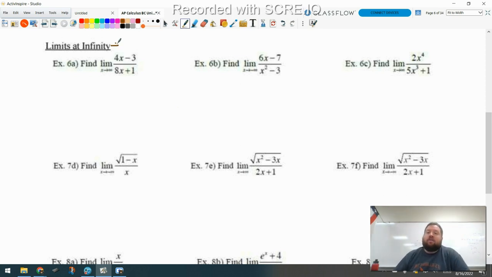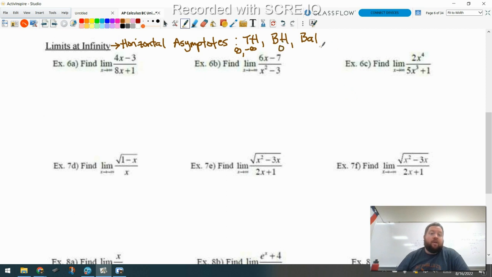Limits at infinity are the same thing as horizontal asymptotes. So they're going to follow the horizontal asymptote rules. They're going to be top heavy, they're going to be bottom heavy, or they're going to be balanced. If it's top heavy, you either get infinity or negative infinity. If it's bottom heavy, you get 0. If it's balanced, you get a over b. You have to divide the coefficients. That's it. So those are your options. All of these are going to fall into one of those categories. There are a few weird ones when you add in some exponentials that might be a little strange that we'll look at, but for the most part, that's how it's going to be.